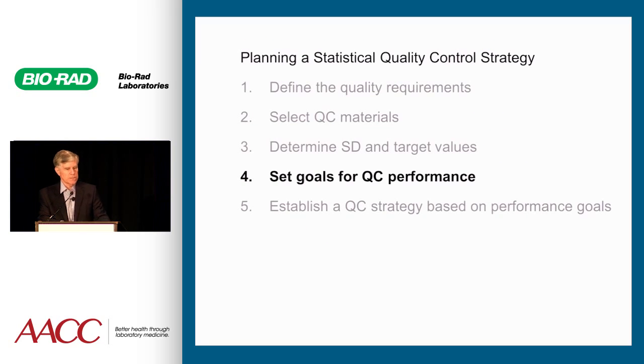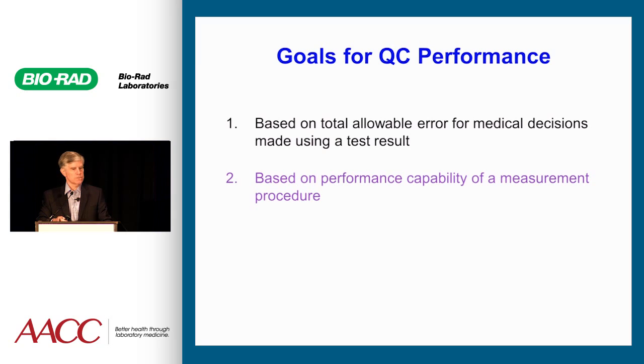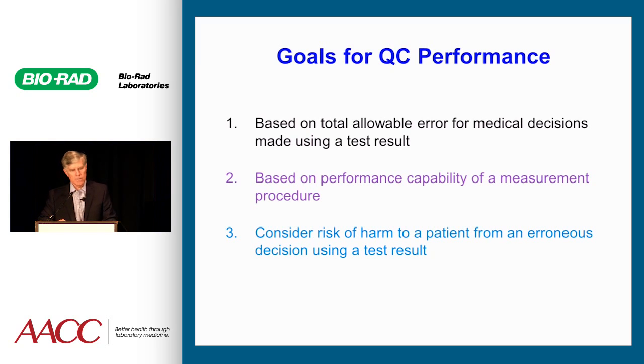So the next step in the process is to set goals for QC performance. So now we understand our measurement procedure. We have very good SDs and target values to use. So the goals for performance, as Kurt has already said, are based on the total allowable error for medical decisions made using that test result, and based on performance capability of a measurement procedure. And we always have to consider the risk of harm to a patient from an erroneous decision being made using a laboratory test result.